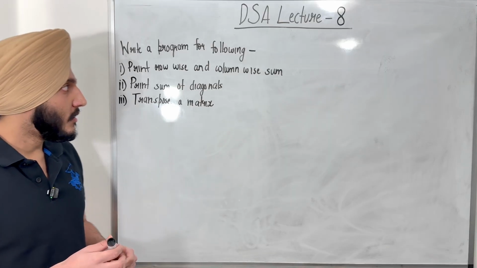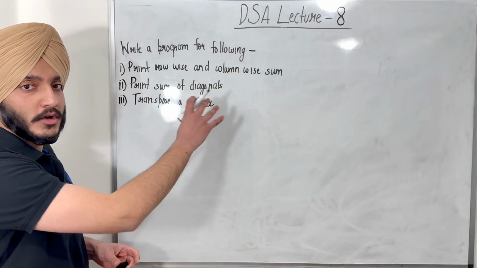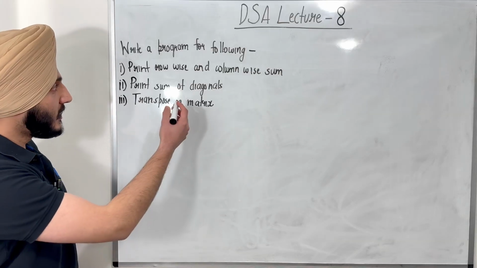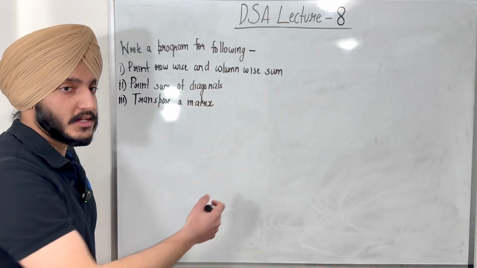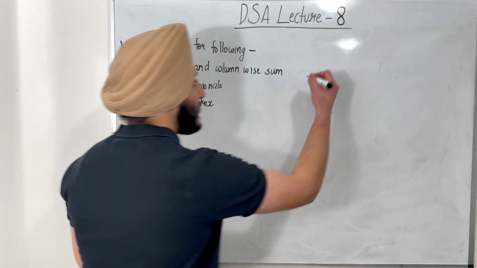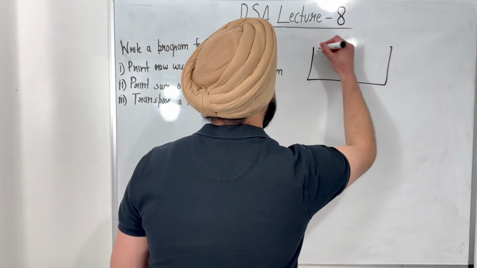Okay, so I'll give you guys a quick overview of what the questions are asking. The first one is print the row-wise and the column-wise sum. Let's try to understand what it's saying, right? Let's say I have a matrix like this.